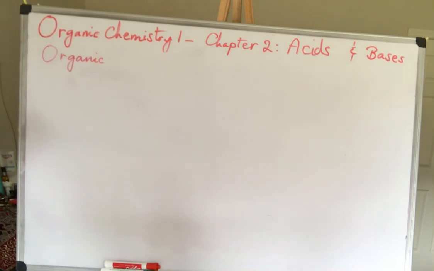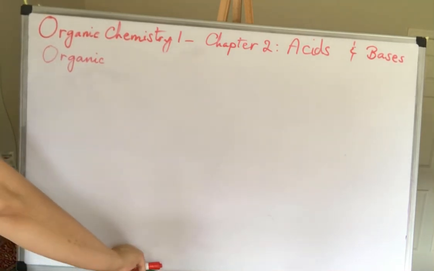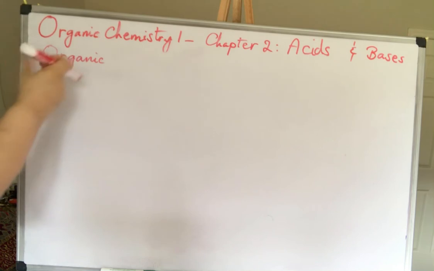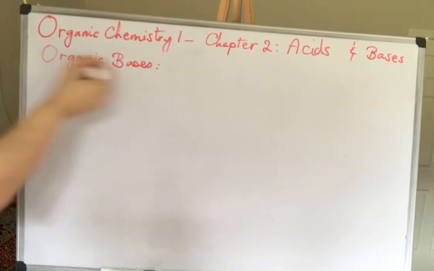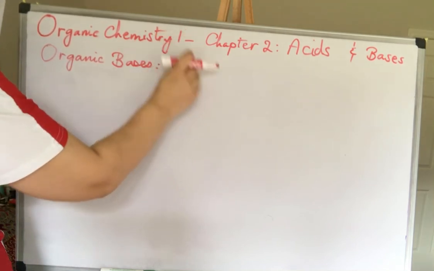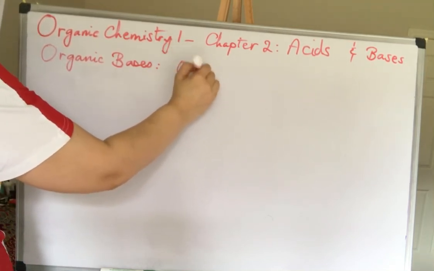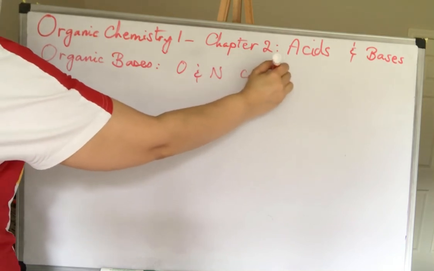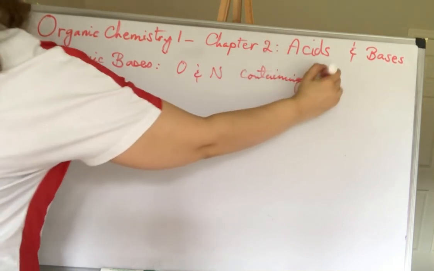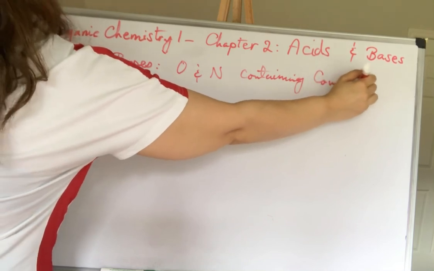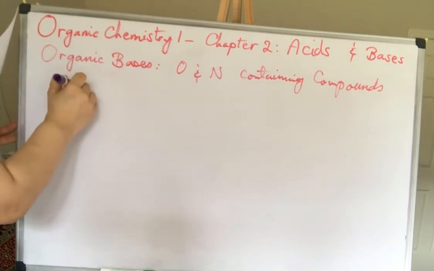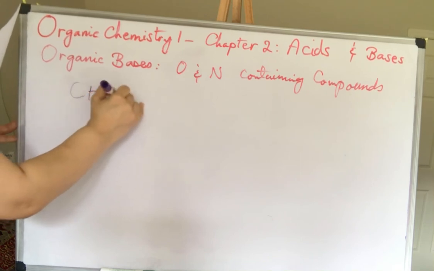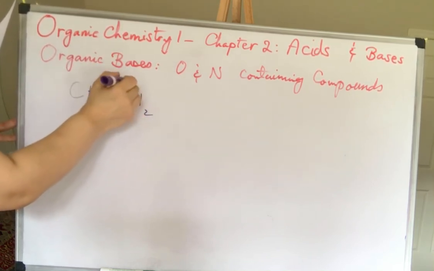About organic bases, we talk about oxygen and nitrogen containing compounds, organic bases. Nitrogen, oxygen, and nitrogen containing compounds. So, let's talk about this compound.